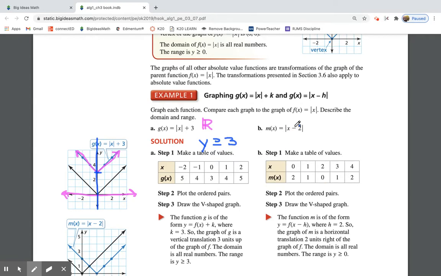So if I plug in 0, 0 minus 2 is negative 2, but the absolute value of that is positive 2. 1 minus 2 is negative 1. Absolute value of that is 1. When you plug in 2, 2 minus 2 is 0. 3 minus 2 is 1. And 4 minus 2 is 2. So there's our vertex.